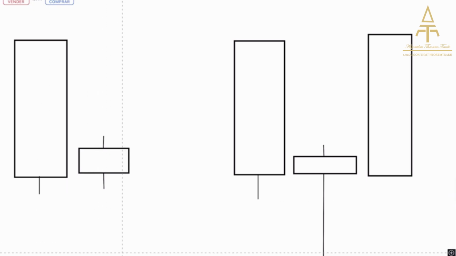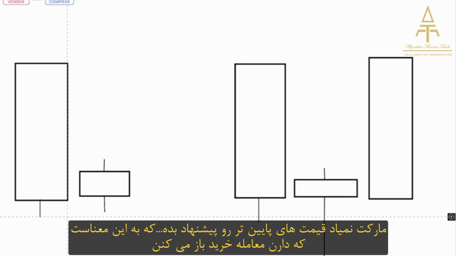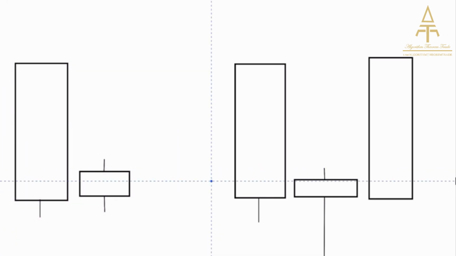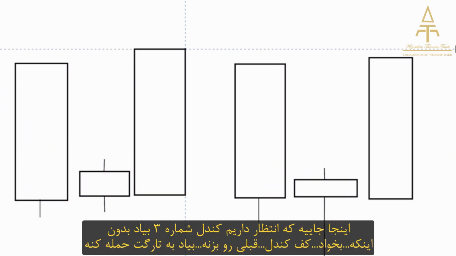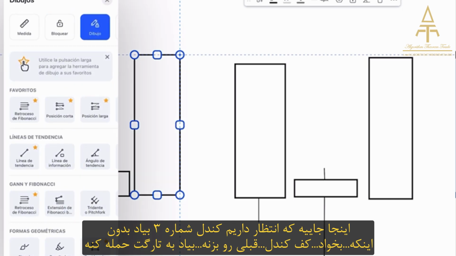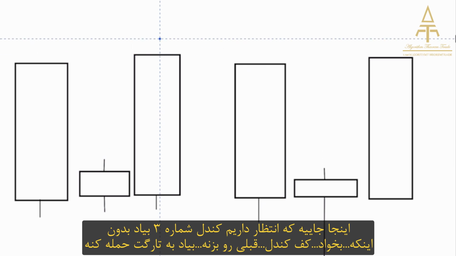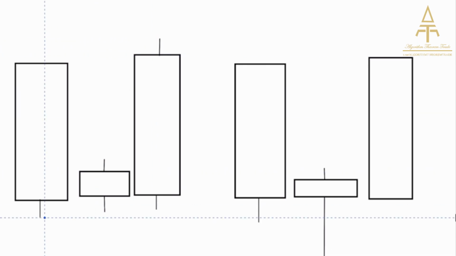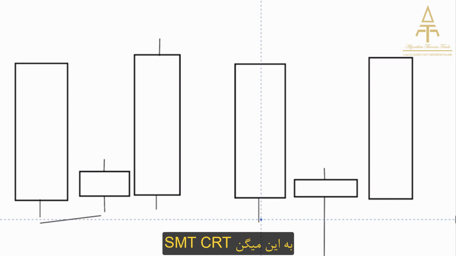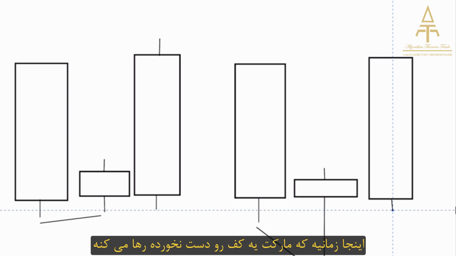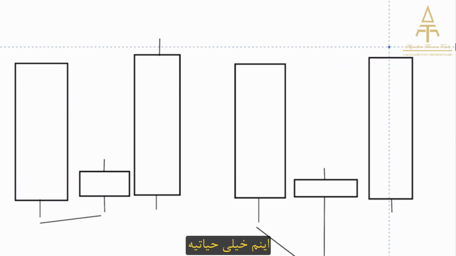Again, not a pattern, logic, right? They're refusing to offer this low price over here, which means they're buying it up. Smart money is buying as much as they can. They're forcing price to remain above, and a rally is expected. This is when you can expect candle number 3 to attack the targets without taking the previous candle's low. This is the SMT CRT. Right? This is when to leave the low untouched. It's also crucial.